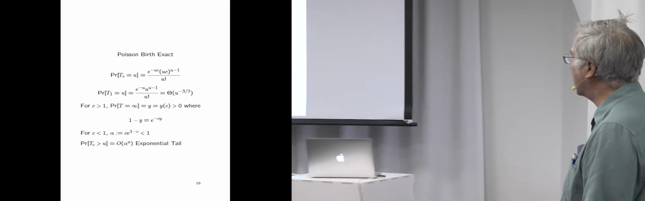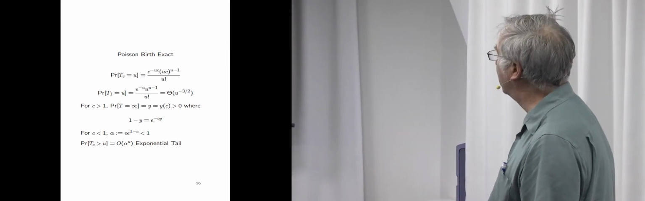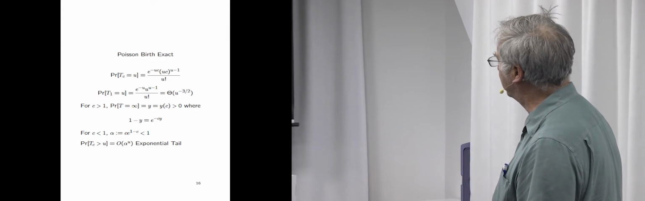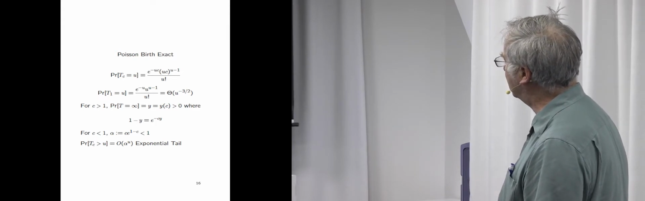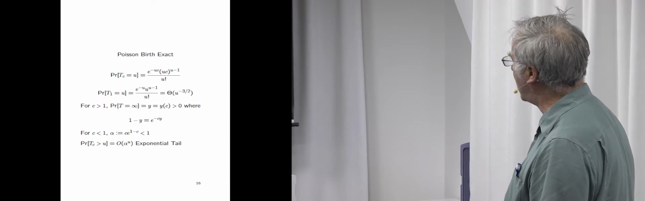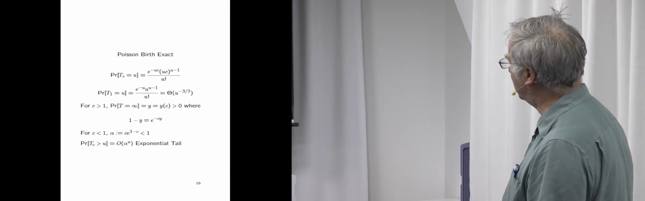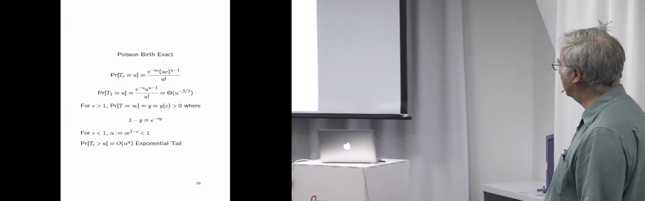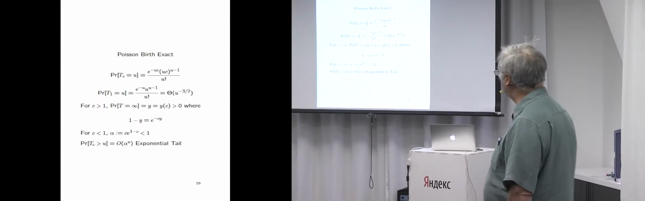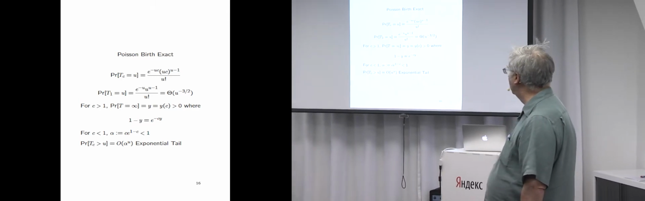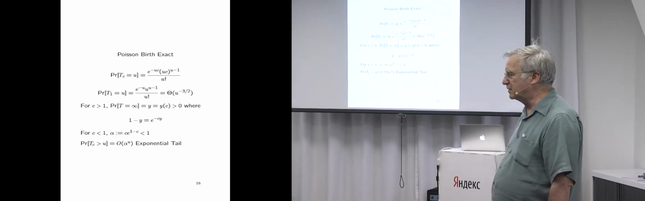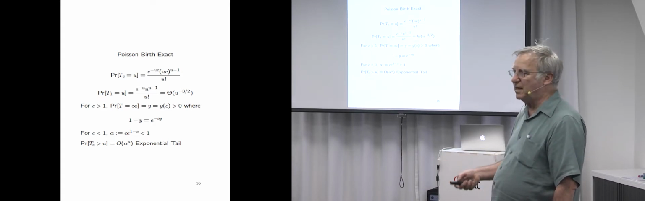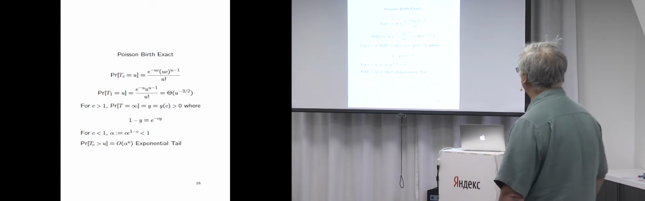Well, here's the exact result. I won't derive it, but the exact result is given by this formula. And if you plug in c equals 1, you get this formula. And if you use Stirling's formula, you see that there is a heavy tail. The probability that the value is u is constant u to the minus 3/2. So the probability that it's greater than or equal to u is constant u to the minus 1/2.